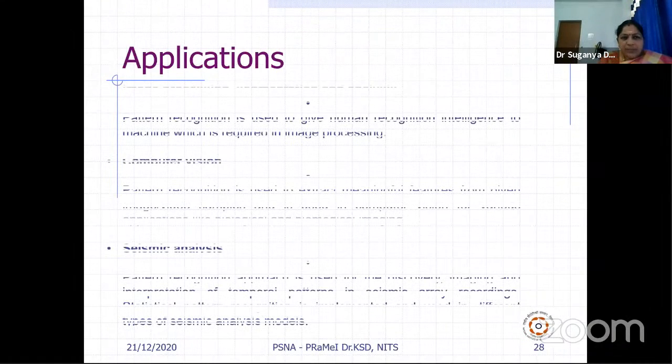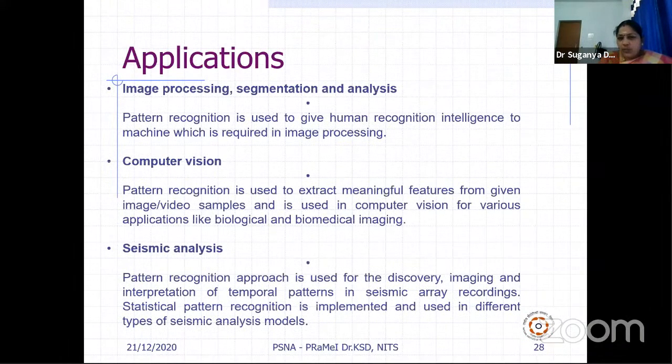So these are some of the applications. There's image processing, segmentation analysis. Obviously, computer vision, I have told you already. Seismic analysis is the earthquake kind of thing, so predicting those things. Even the cyclone, we were hit by the cyclone recently, that Tamil Nadu has faced. So this is seismic analysis, climatic changes. That also depends upon pattern recognition only.